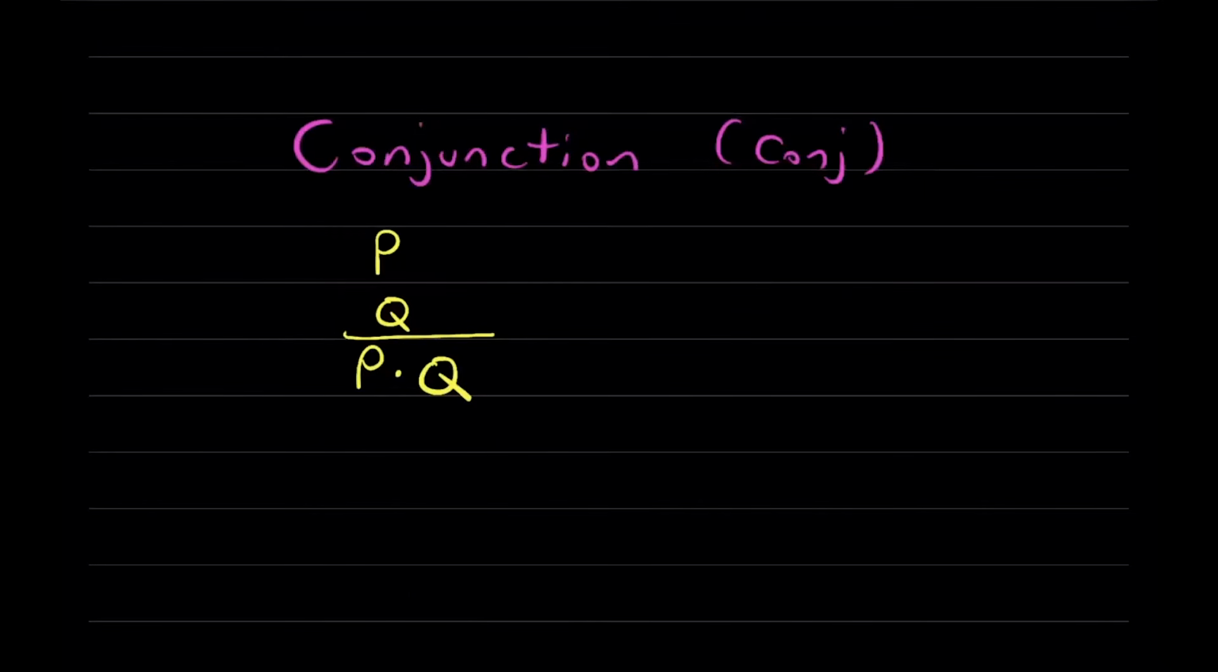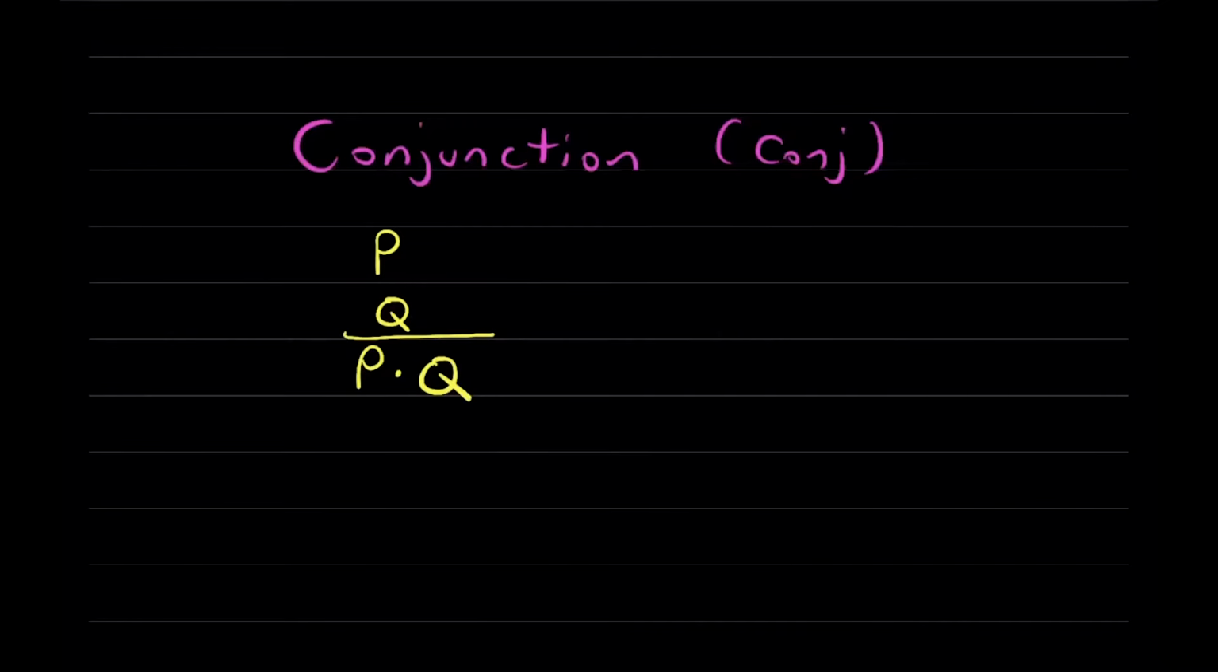The next rule is conjunction. This is also a fairly straightforward rule. If you have two statements on their own lines, P and Q, then you can conjoin them together with a dot to get a statement like P dot Q. In other words, you can take any two statements on any previous lines and conjoin them together with a dot, whether simple or compound.